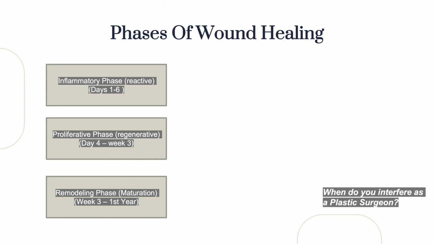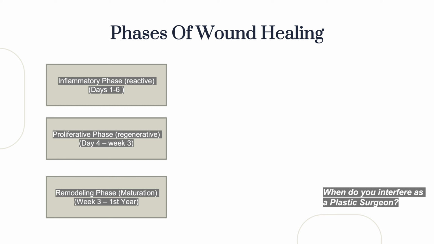The phases of wound healing mainly consist of 3 phases. Some references say 4. The first phase is the inflammatory phase, also known as the reactive phase, and it happens from day 1 to day 6. It mainly consists of 2 concepts. We have hemostasis, where vasoconstriction happens and the platelet plug forms. The main idea is to stop the bleeding.